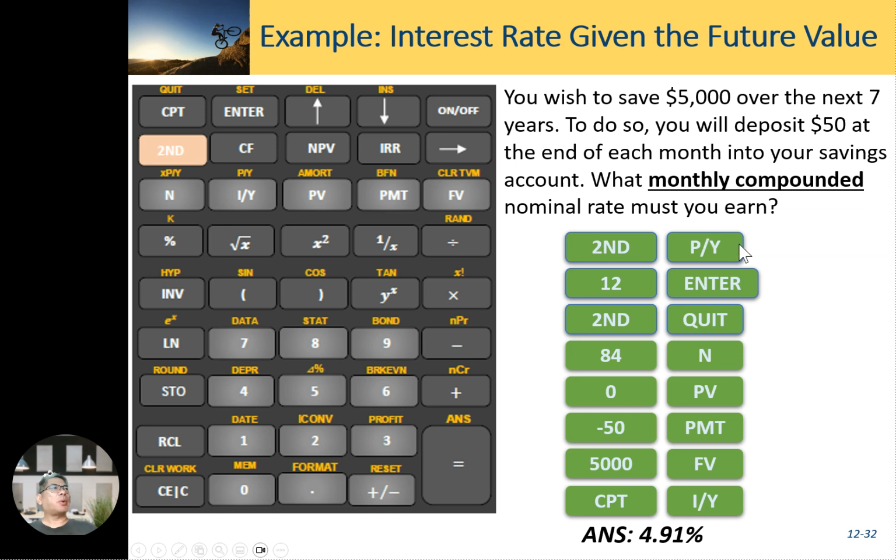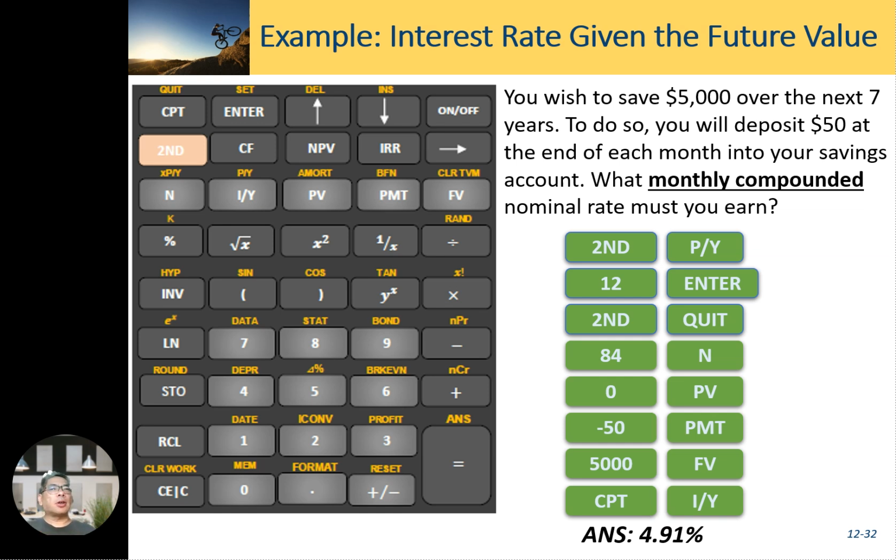Second, P/Y is 12, enter, because it's monthly. Second, quit. Logically different. Next 7 years, 7 times 12, which is 84. 84 is N. 0 is present value. Minus 50 is your payment. 5,000 is your future value here. Compute I/Y. This is the rate. Guys, it'll give you an idea what it is, right?